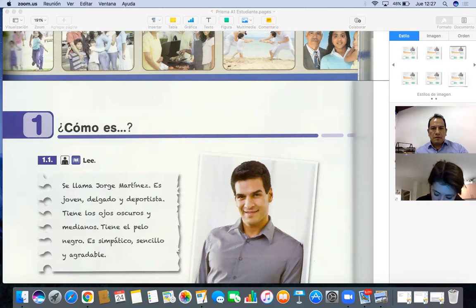Prisma Latinoamericano. Let me just put that on the chat for you. It's gonna pop up. Where is it? Right there. So the level is going to be A1, and the type of the book as such is called Prisma Latinoamericano.